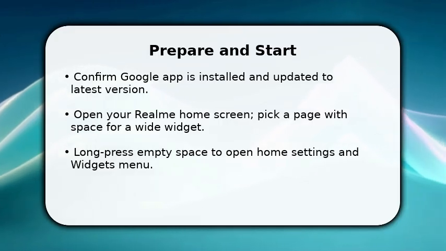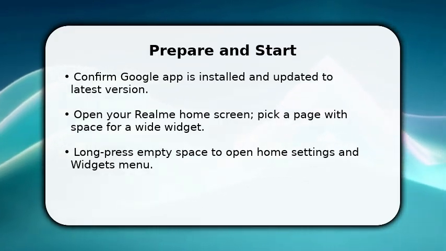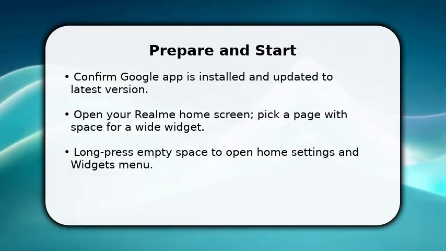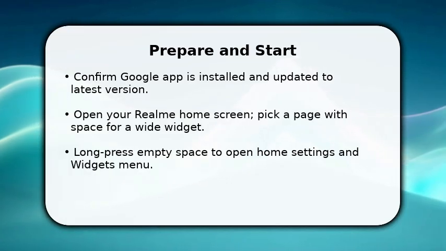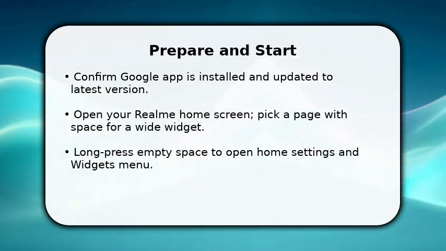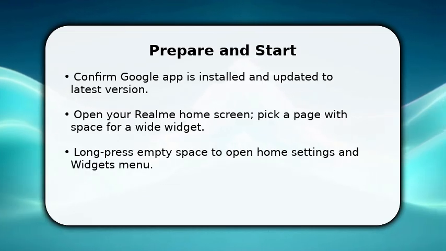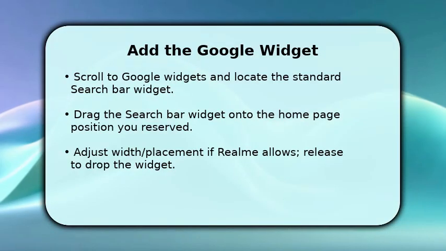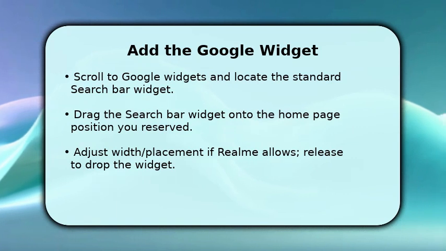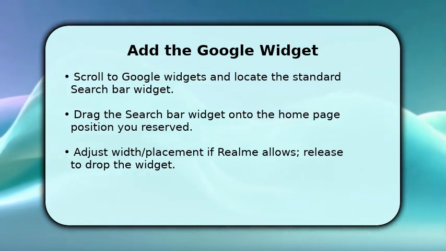Now long press an empty spot to open the home screen options and tap widgets. This moves you immediately into the list where the Google search widget lives, so you can add it without changing launchers or extra apps. Scroll through widgets until you find the Google section. Look for the horizontal search bar.